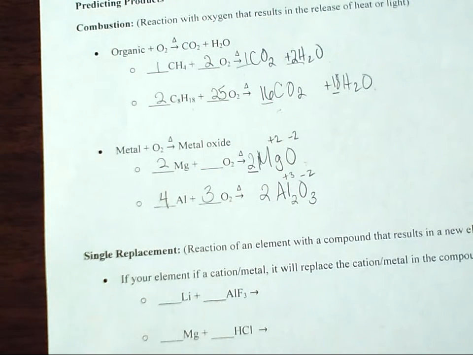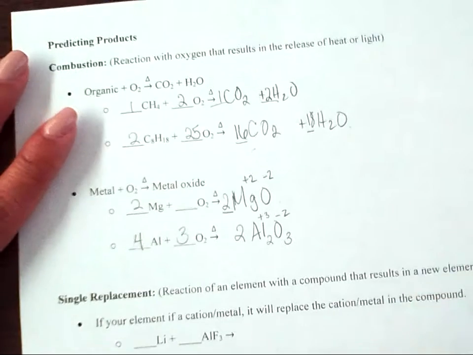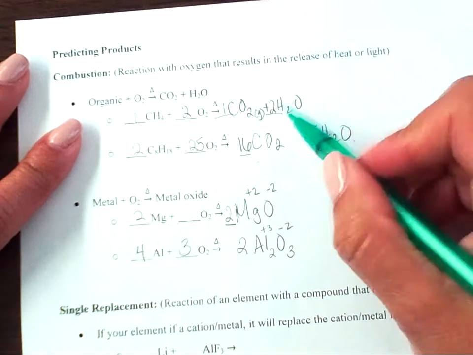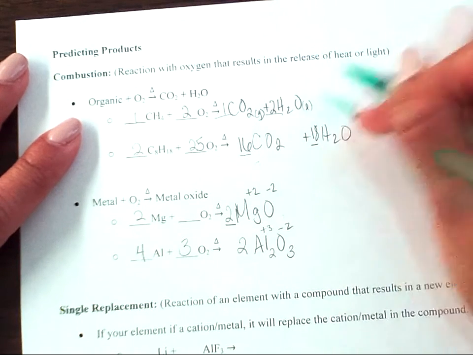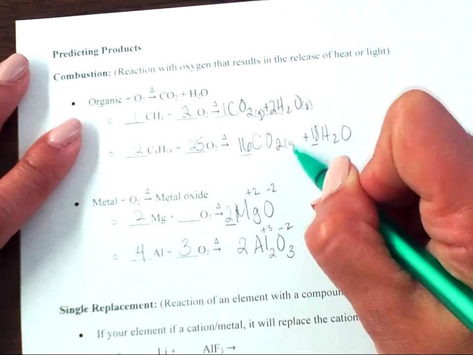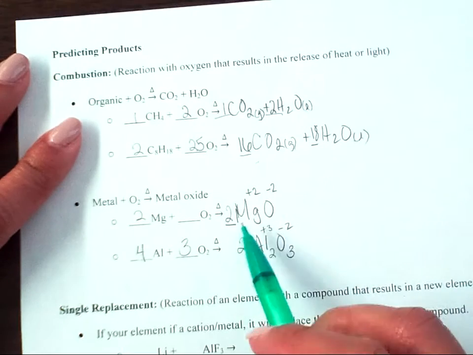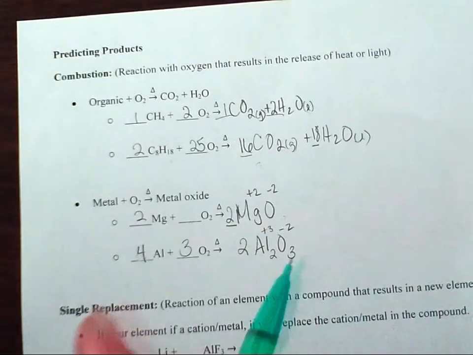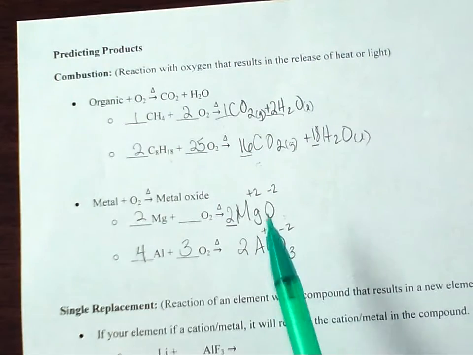Okay, now that we know how to do that, there's one other factor to consider, and that is the state of matter. Are these solids, liquids, or gases? So most of us already know carbon dioxide is a gas that we breathe in, that H2O is a liquid. Okay, so carbon dioxide is a gas and H2O is a liquid. Magnesium oxide and aluminum oxide are a little bit more tricky because we don't exactly know what they are. We do, however, know that they end in oxygen.